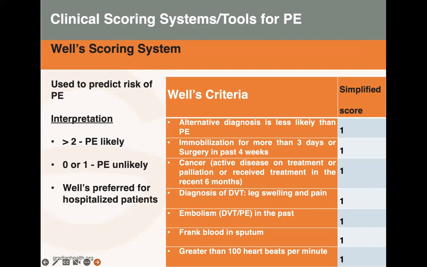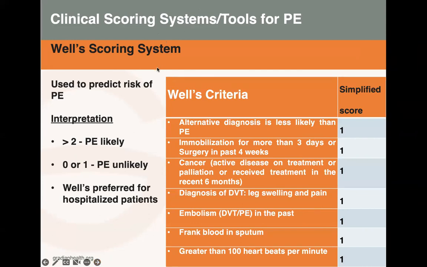Does this patient present with hemoptysis? That means they cough blood in the sputum. Is this patient tachycardic? So if they have one or two of these, like a score of two, then in your mind, you'd start to think of pulmonary embolism.